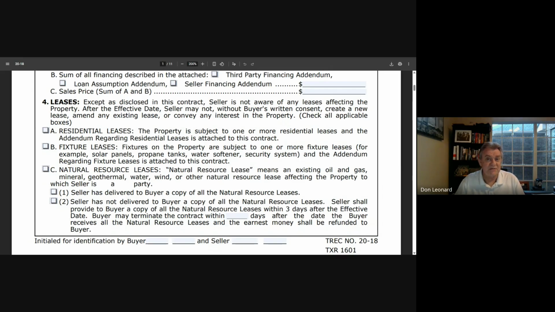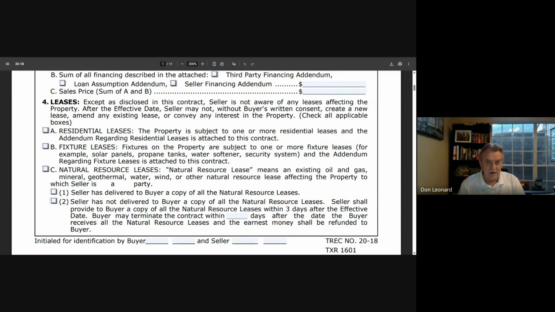B, fixture leases. Solar panels has become a big issue with a lot of properties, with a lot of listings. If the property is subject to a solar panel lease or lease to own, then we have to talk about who's going to pay the remainder of that contract. Is the seller going to pay it off out of their proceeds?